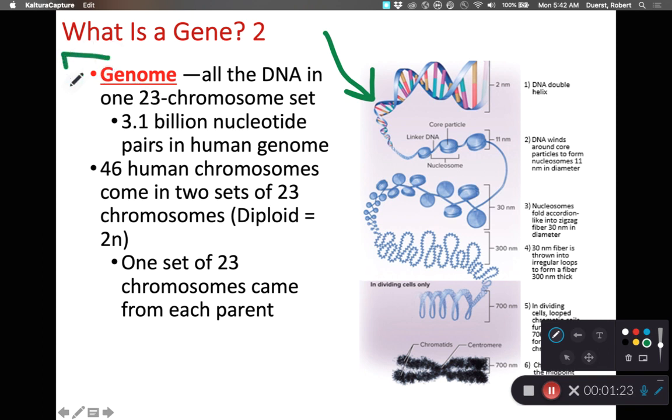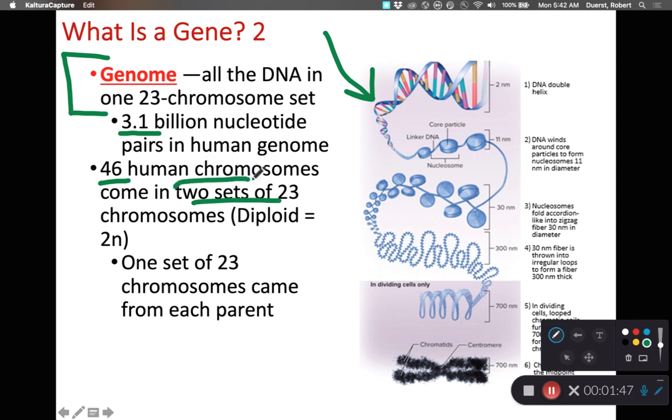This genome within the human being is referring to nuclear chromosomes. We're ignoring mitochondrial chromosomes, or mitochondrial DNA, when we make this definition. The overall length of the genome is 3.1 billion nucleotide pairs. Human beings have 46 total chromosomes in most cells, two sets of 23.